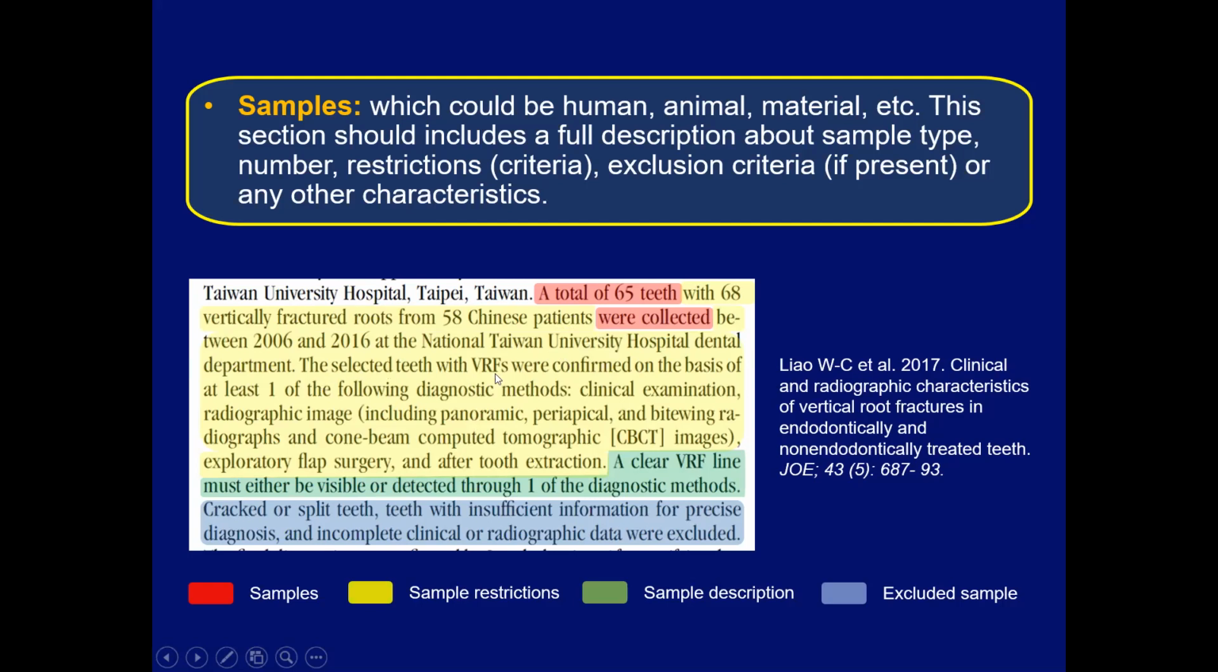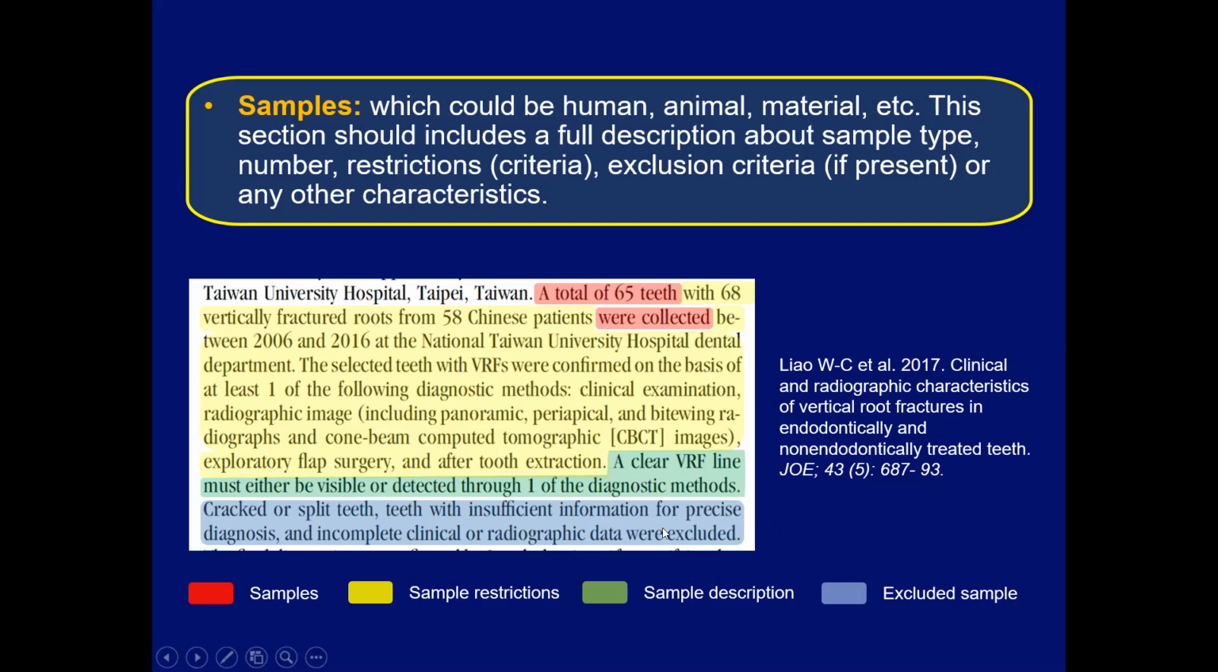The selected teeth with the VRF: all of the following sentence till the end of the yellow one represents the sample restriction, which includes the inclusion criterion. The selected teeth with the VRF were confirmed on the basis of at least one of the following diagnostic methods: clinical examination, radiographical image, etc. These represent the types of radiograph, exploratory flap surgery, and after tooth extraction. So the author tried to explain the main things included in the samples, with the types of radiographs and the kind of surgery involved, and all the circumstances related to it.